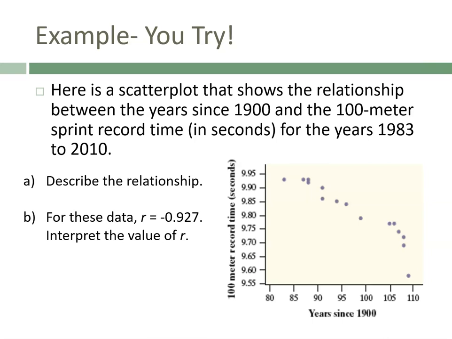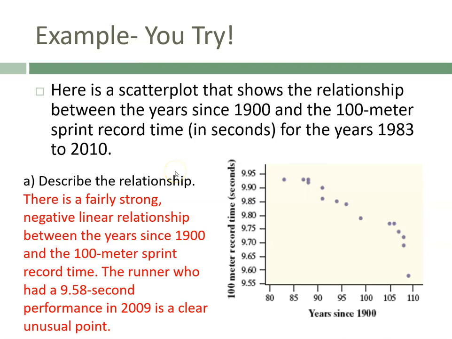So we have a scatter plot here. It shows the relationship between the years, from 1900, and the 100-meter sprint. Describe the relationship, and then if this is R, I need you to interpret it. As far as describing the relationship, there's a fairly strong negative linear relationship between the year since 1900 and the 100-meter sprint record time. The runner who had a 9.58 right down here, the performance in 2009, is going to be an unusual point.